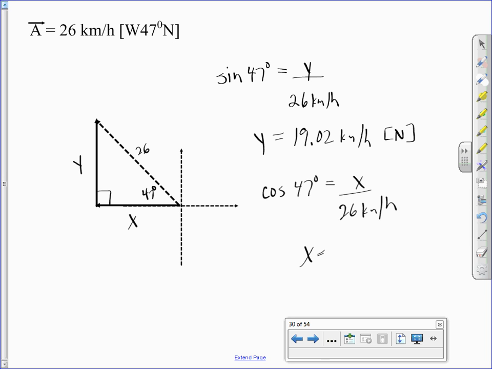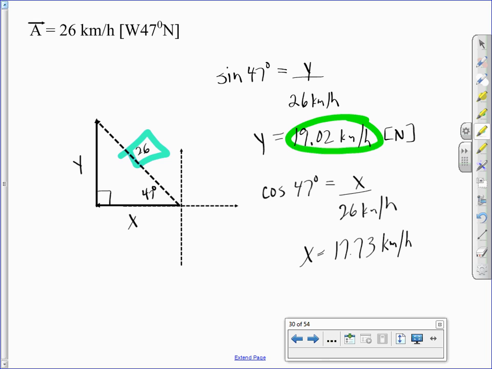Notice I didn't use tan. And again, the reason I didn't use tan, even though we already had the Y value, and we could have used tan, is that our answer would not be as accurate because our 19.02 is a rounded answer. We want to use our exact number of 26 so that our answers are as accurate as possible. And that vector would be going west. You should put a vector symbol over the X and Y as well.